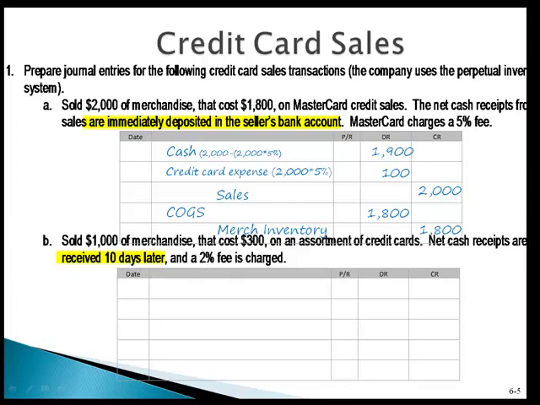So again, start with your sales. We're going to record sales at the full amount, $1,000. Then we're going to go ahead and record accounts receivable. So it's not a cash transaction since we have to wait. There's a delay in when we receive our cash.